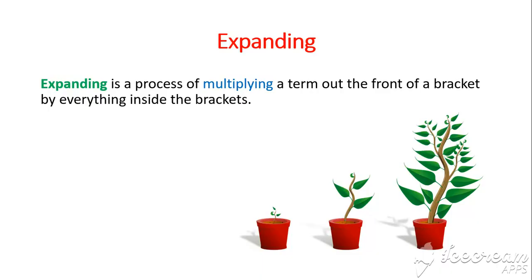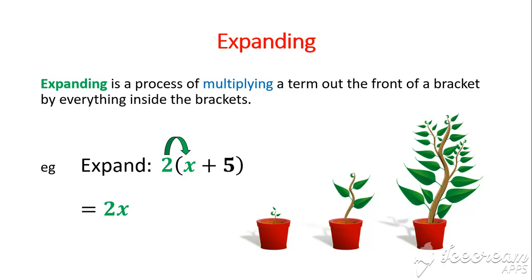Expanding is a process of multiplying a term out front of a bracket by everything inside the brackets. For example, let's expand 2 bracket x plus 5. We're just going to multiply the 2 by the x to get 2x, and then multiply the 2 by that positive 5 to get positive 10. So we get 2x plus 10.